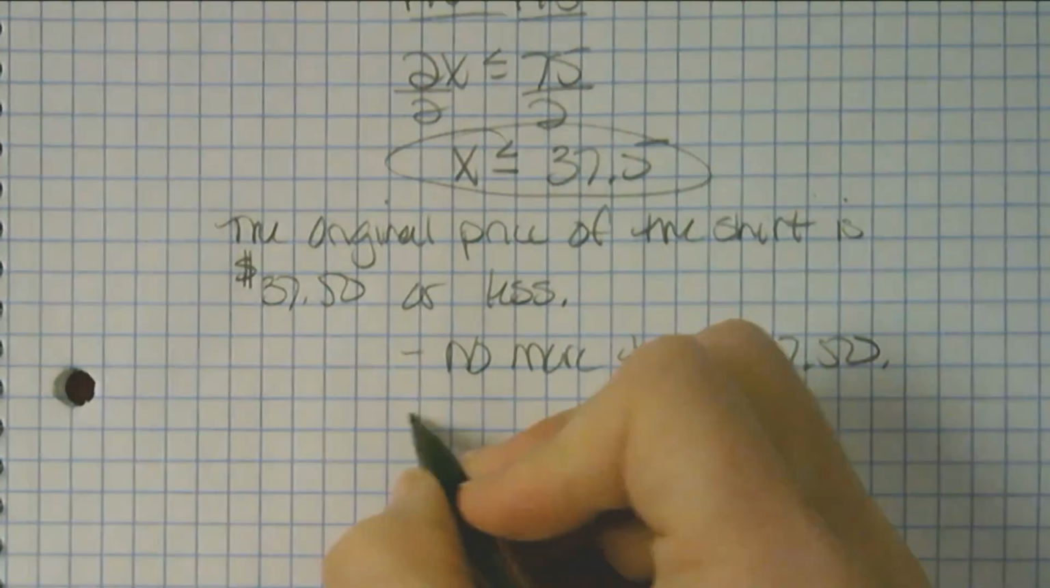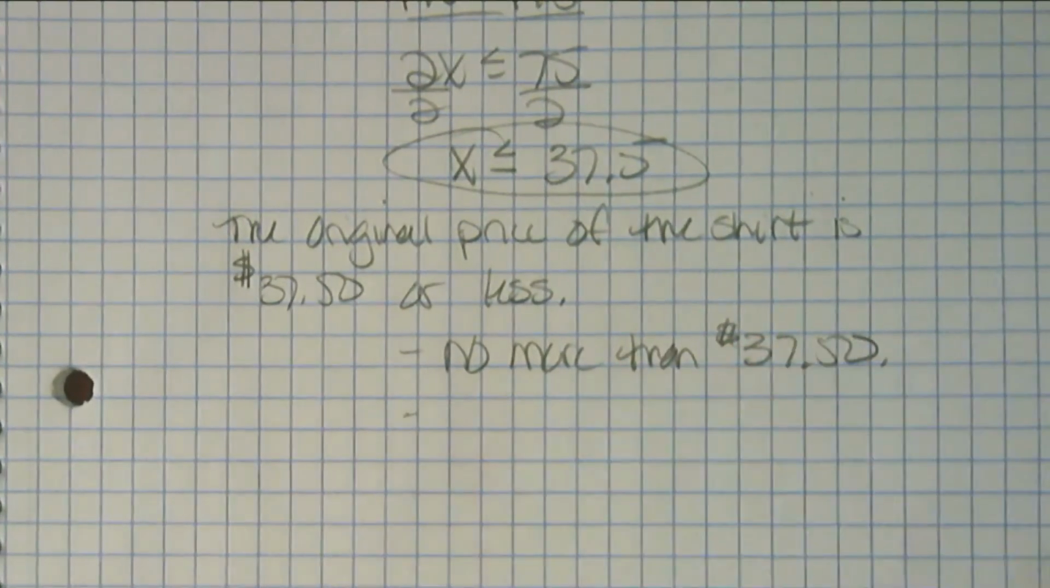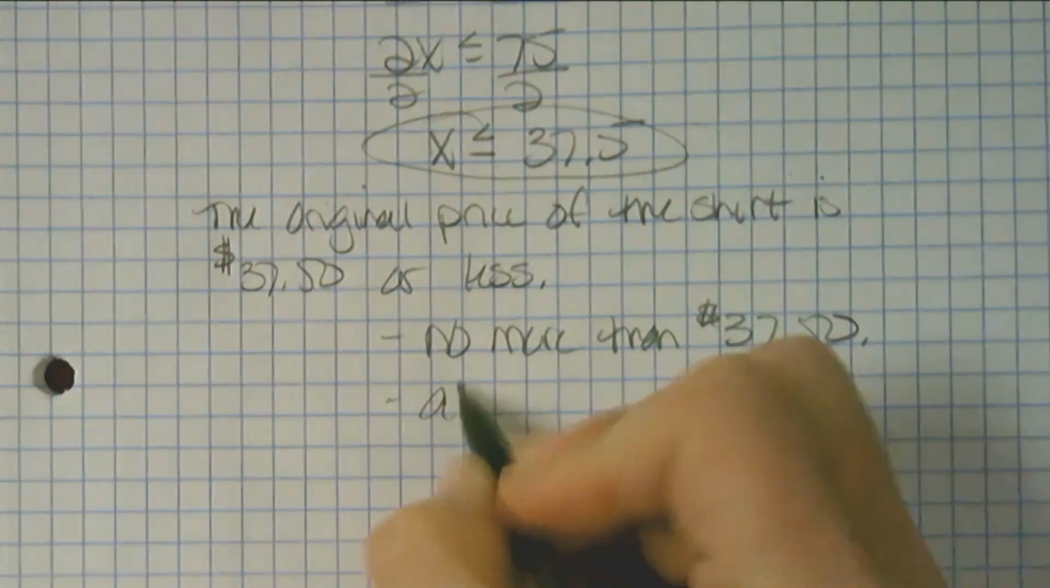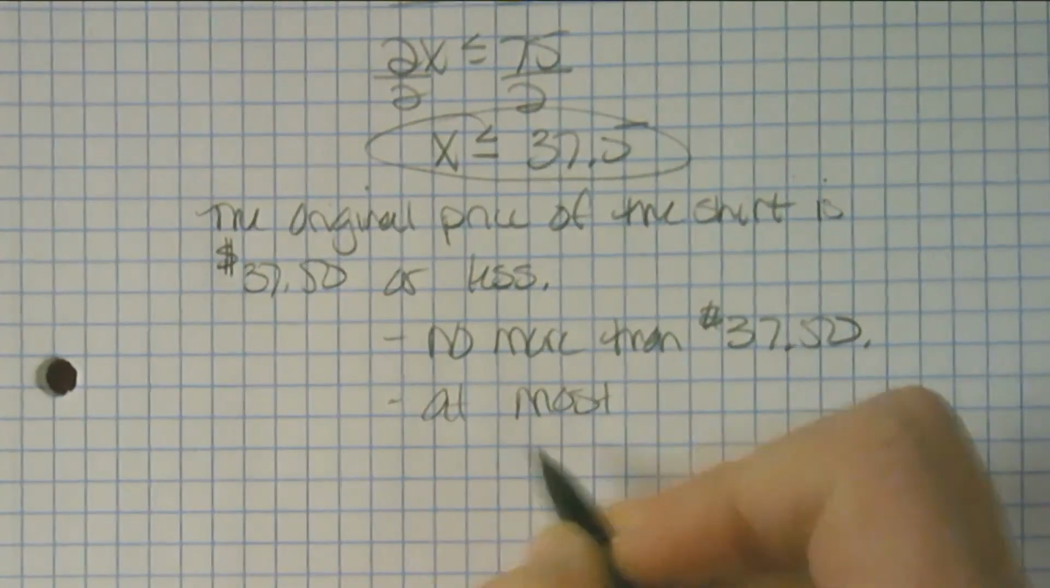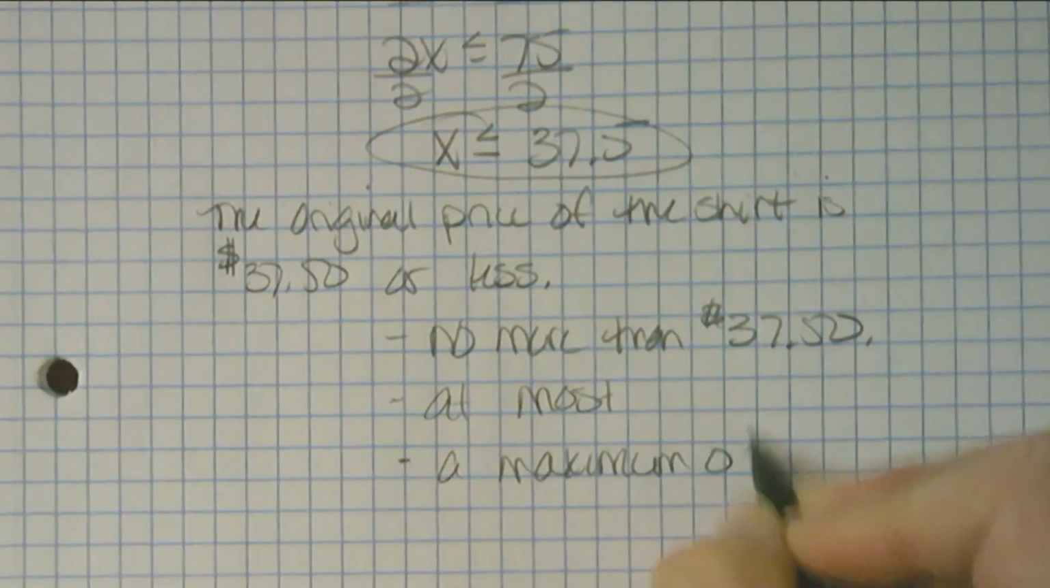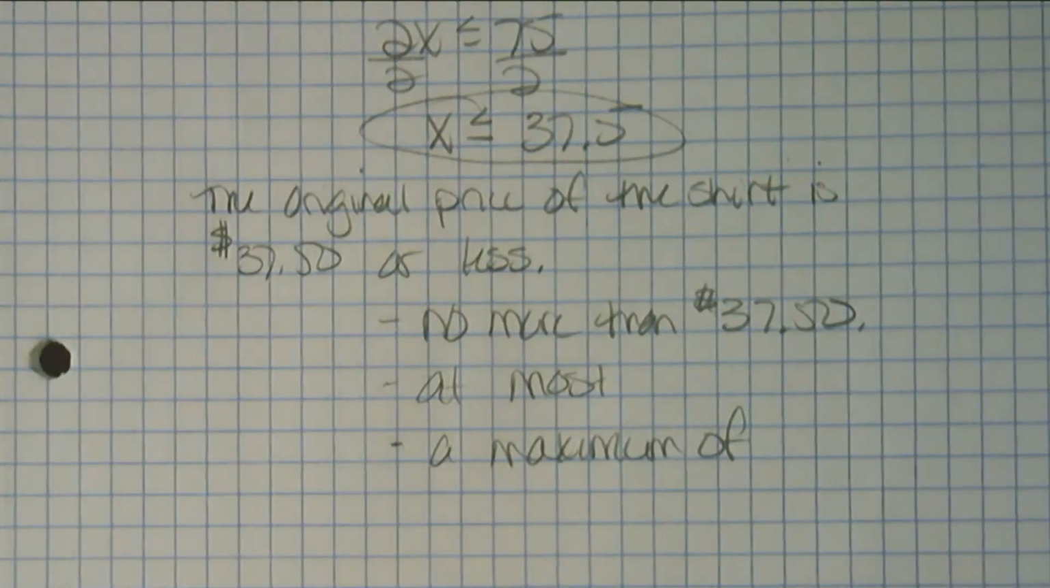How else could I have written that? Ada? No, it can't be definite. So if you say can be, that's the same thing that Addison said. That means that the only number it can be is $37.50. This is an inequality. What else could I write, Molly? Absolutely, we could say at most. How about a maximum of? All of those are appropriate ways to say that.